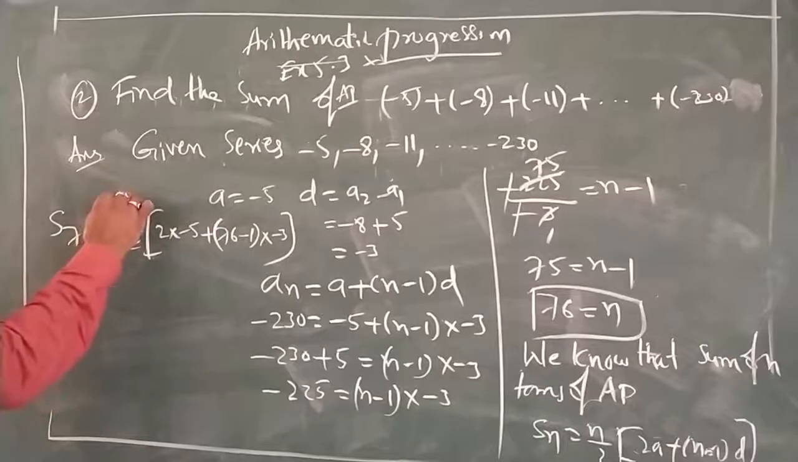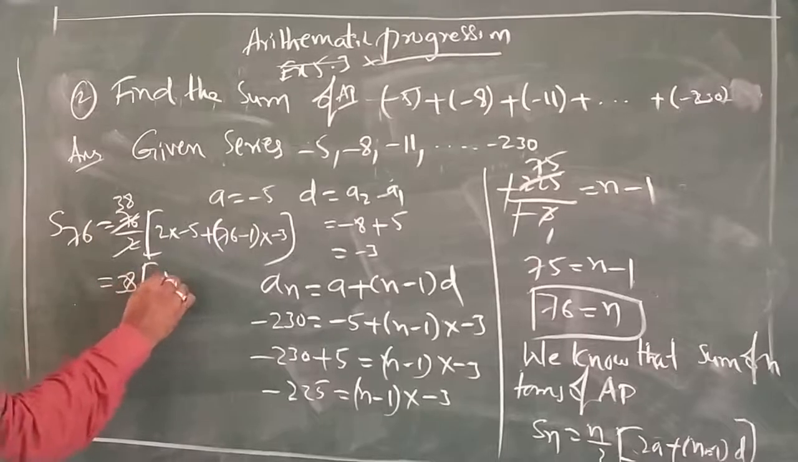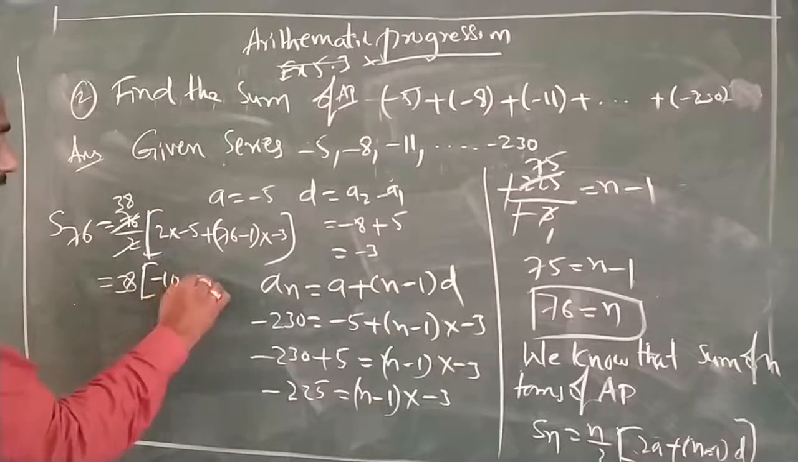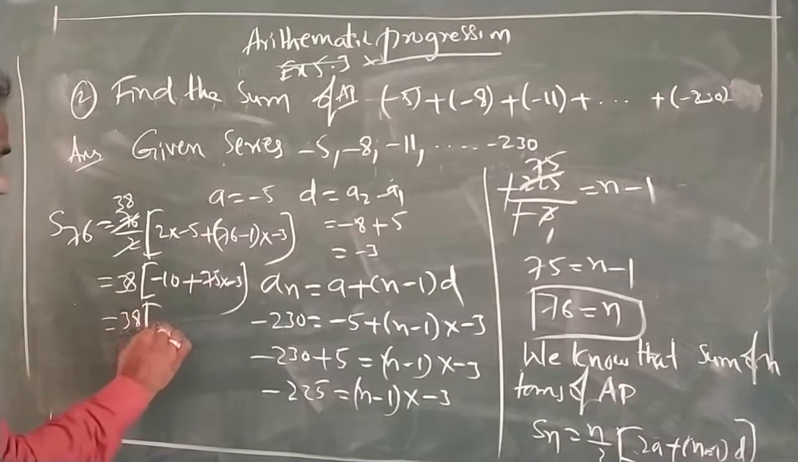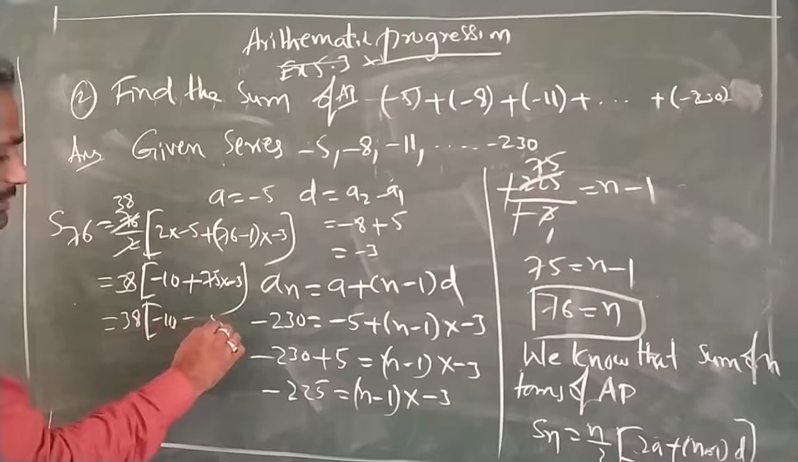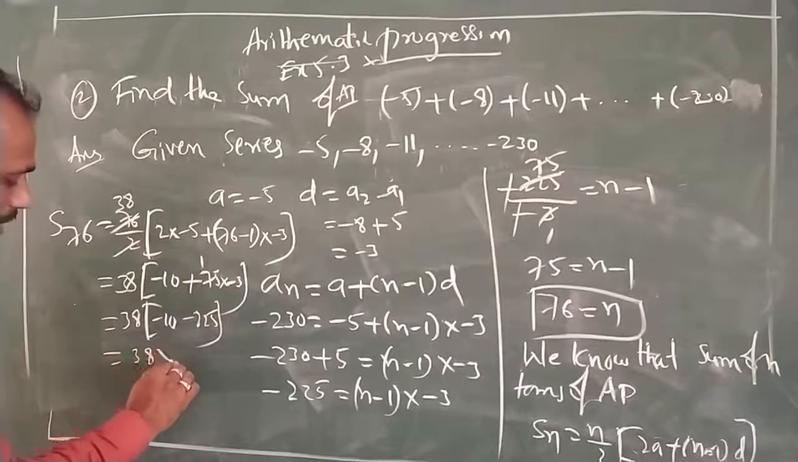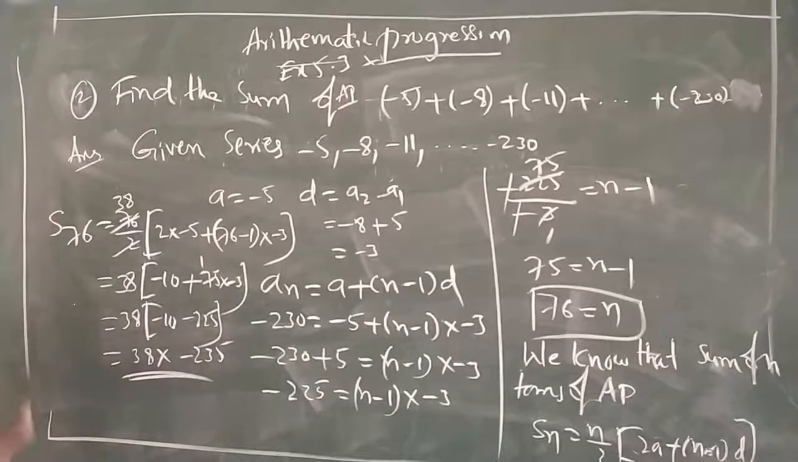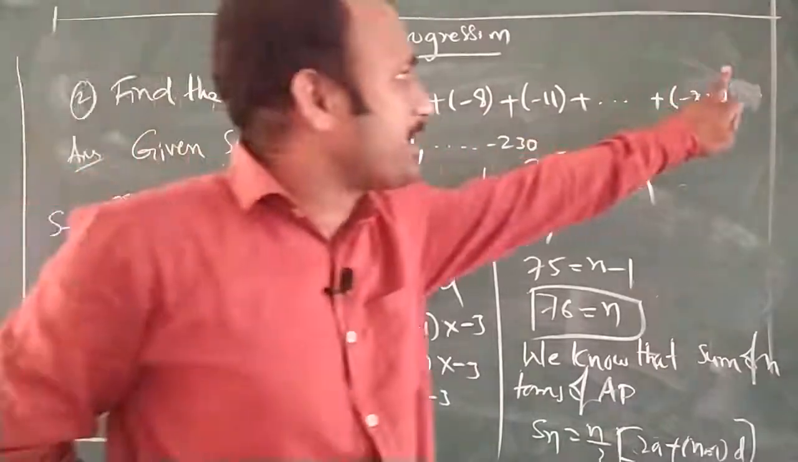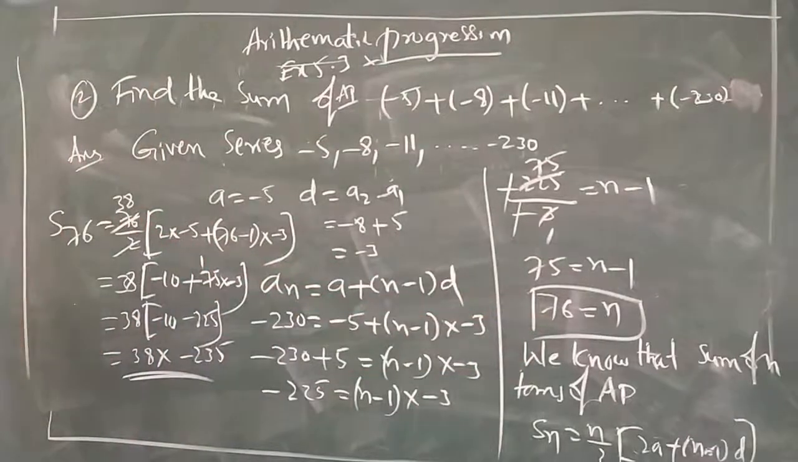So 2 ones, 2 3 6, 2 8. So 38 into minus 10 plus 75 into minus 3. 38 into minus 10 minus 225. So 38 into minus 235. If you multiply this, you will get the S76 answer. So this is the way of doing it. So remember that the only difference is that here the number of terms is not given. So first of all, we are finding how many terms are there. Again, we are applying the same formula.